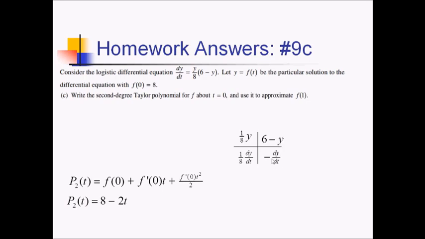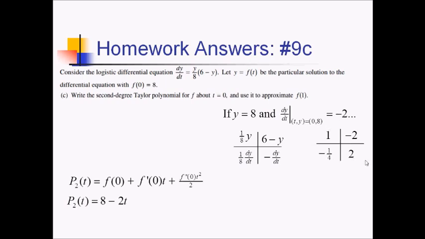So now if we have a y value of 8, because that's the y value at x equals 0, and if we also have a first derivative of negative 2, which again we found in part B, then the following is true. Setting up my box again, this is going to be 1/8 times 8, which is just 1. Over here we've got 6 minus 8, which is negative 2. Down here, this is 1/8 times negative 2, so negative 1/4. And this is negative negative 2, which gives us positive 2 over here.